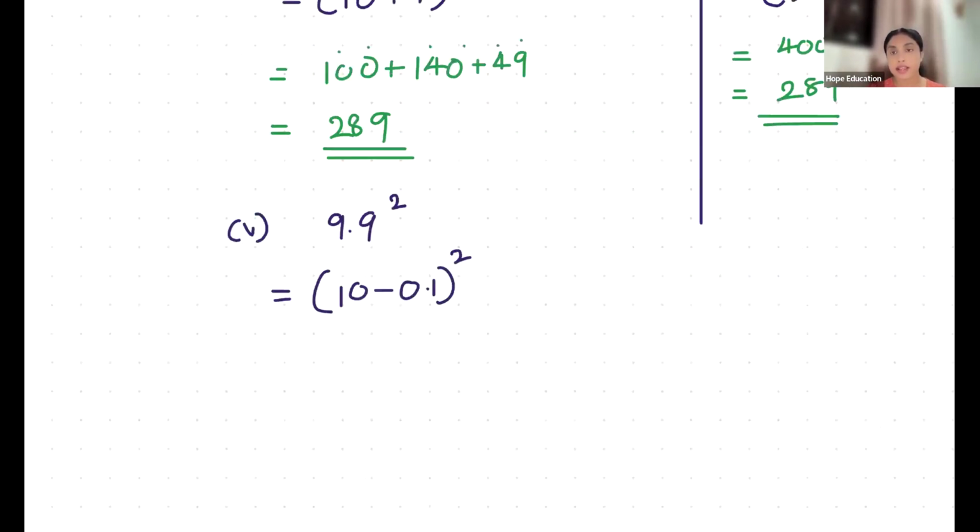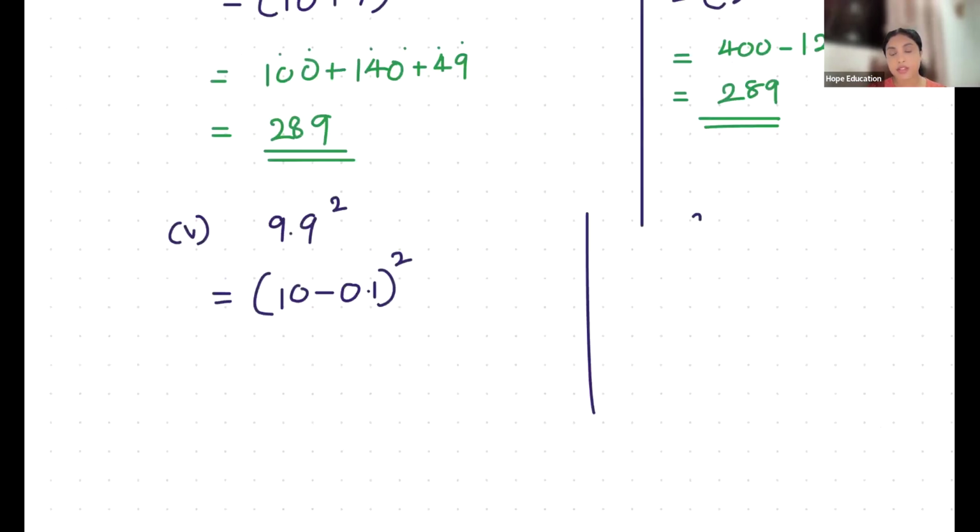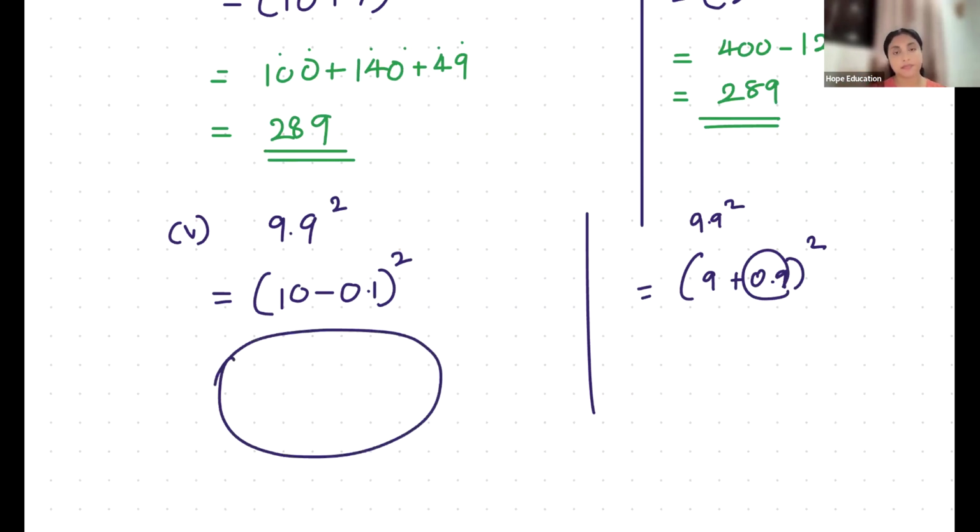Now if I take 9.9 squared as 9 plus 0.9 squared, finding 9 squared is no problem. But 0.9 squared, again, it's going to be a little bit of a hassle. I mean, it's not a big deal, but still, this is much easier. Even 1 minute counts, no? So this is a method that would take a lesser amount of time. Okay, so let's see.